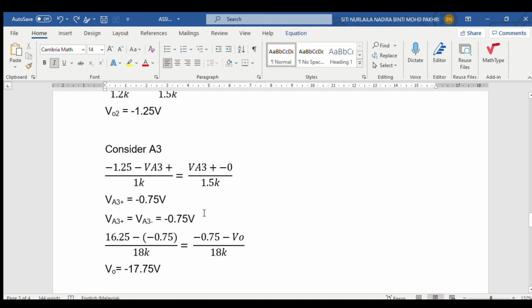Substitute this value into the equation, and we will get the value for V0. So the value for the output voltage is equal to negative 17.75 volt. This is the value for the output voltage for question 3.